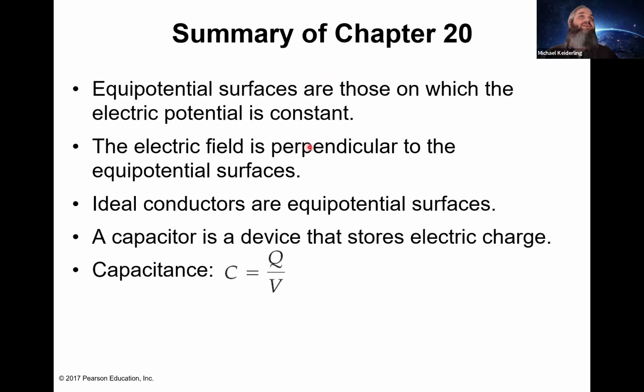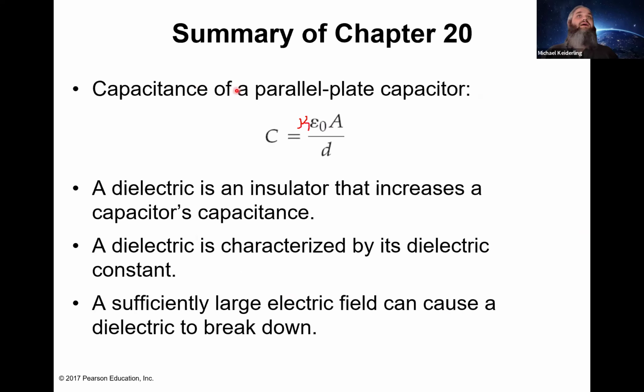Equipotential surfaces are those in which the electric potential is constant. The electric field is perpendicular to the equipotential surfaces. Ideal conductors are equipotential surfaces. And a capacitor is a device that stores electric charge. Capacitance is charge over voltage. A parallel plate capacitor, which can have a dielectric with dielectric constant kappa, has capacitance kappa times epsilon naught A over D. A dielectric is an insulator that increases a capacitor's capacitance by a factor of its dielectric constant kappa, and a sufficiently large electric field can cause a dielectric to break down and become a conductor.